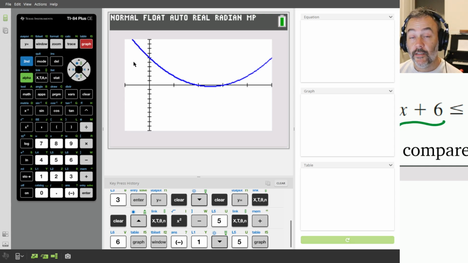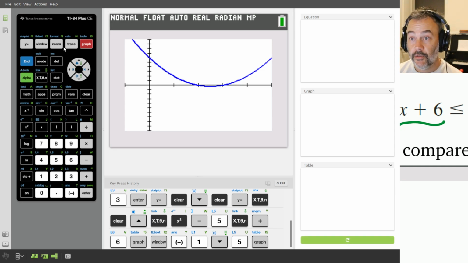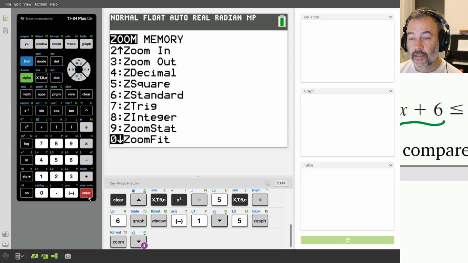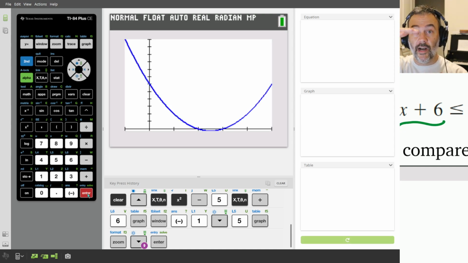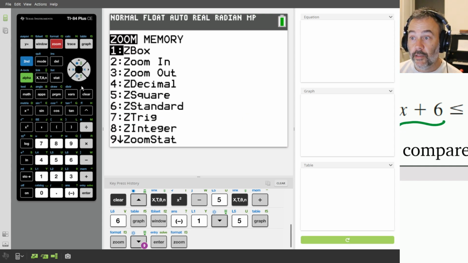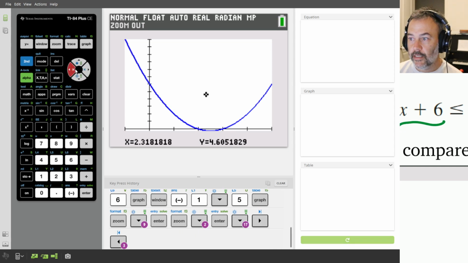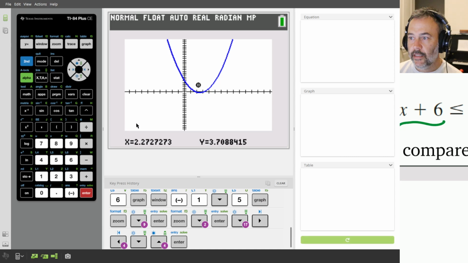If you want it to take your x interval and fit the rest of the graph to it, you can hit zoom and go down to fit. Zoom fit fits the y values in that interval that you just chose. But I think I'll zoom out a bit so that I can see. Whenever you zoom out, you then pick a place where you want to zoom out, so a center point. So I'll move it down a little bit, maybe down here, and I'll hit enter, and that's okay.